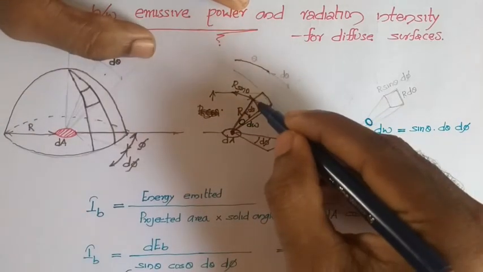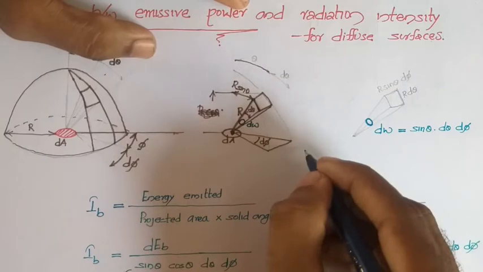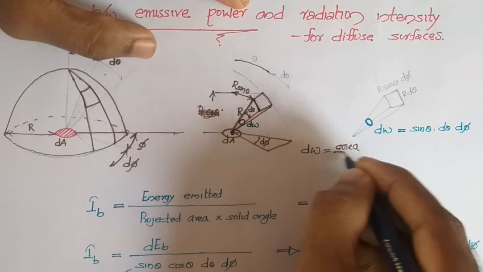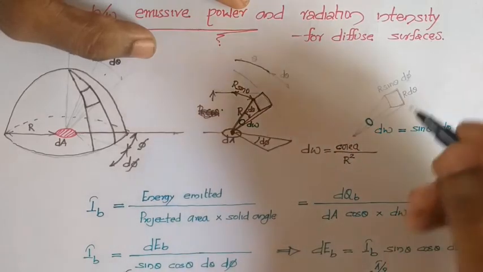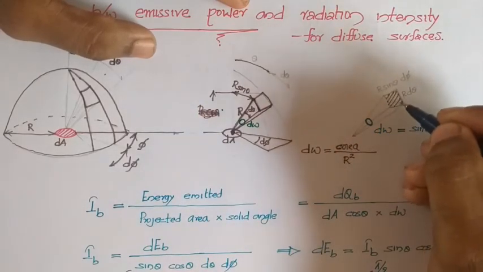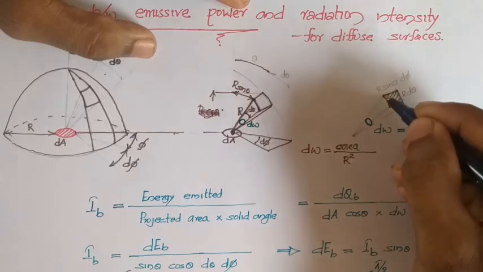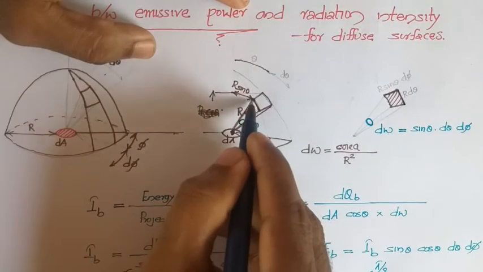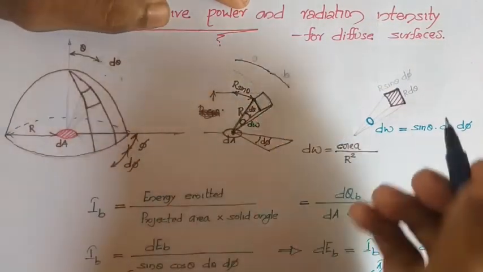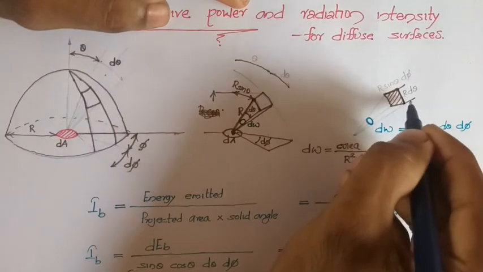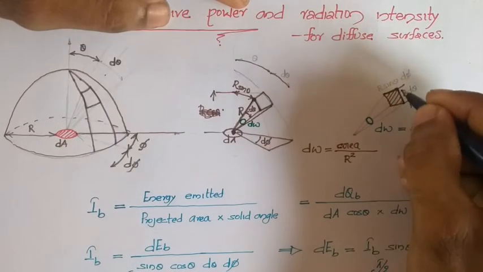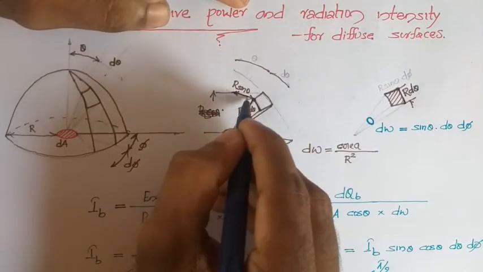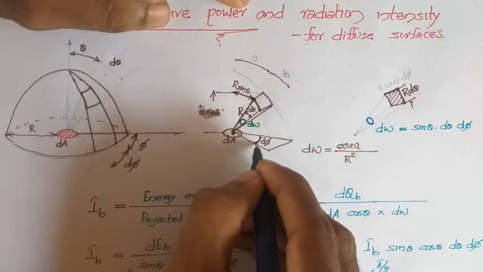So for this element I have to obtain the solid angle. Solid angle is obtained by the area over the spherical surface divided by radius square. So I have to obtain the area of this element, for which I will require the dimensions of this side and this side. If it is r and this angle is d theta, then this side will be r d theta. And now this length is r sin theta, and this angle is d phi.